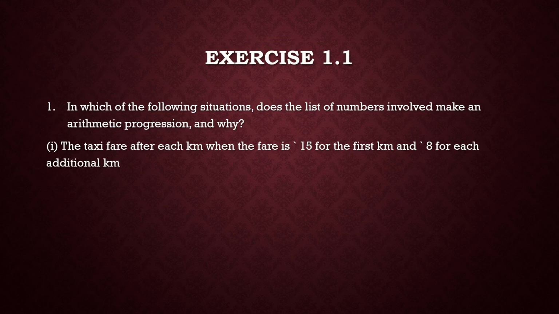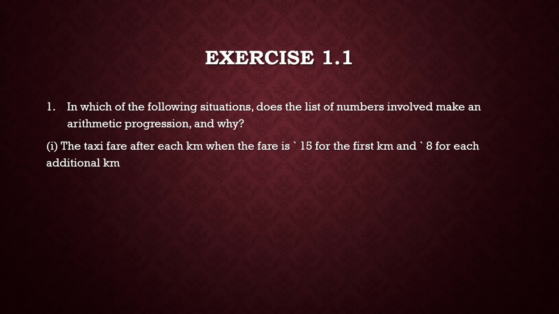Now let's start with exercise 1.1. I'll be solving this whole exercise. For the similar questions, I'll just solve the first two and the rest you can solve by yourself, because there are many similar questions in this exercise. Now the first question: in which of the following situations does the list of numbers involved make an arithmetic progression, and why? You have to check whether the given situations form an arithmetic progression and also give the reason whether it's forming or not.